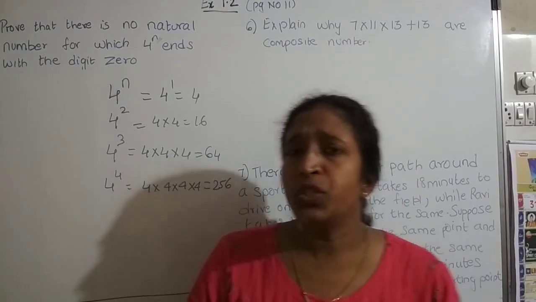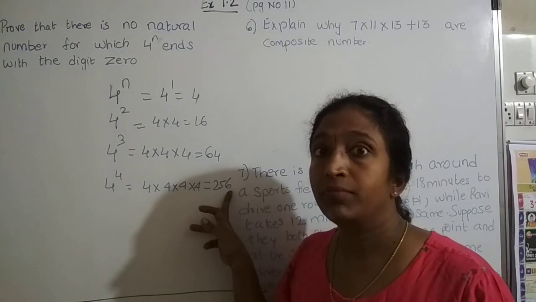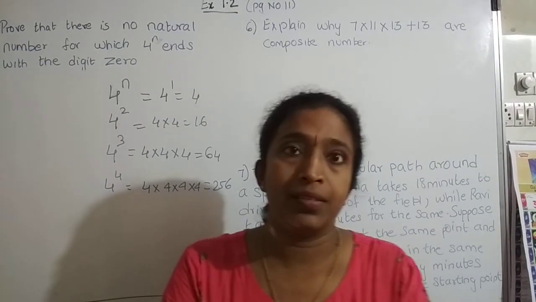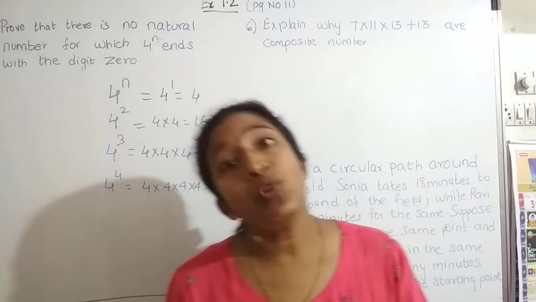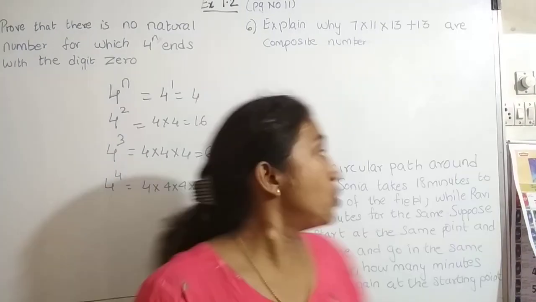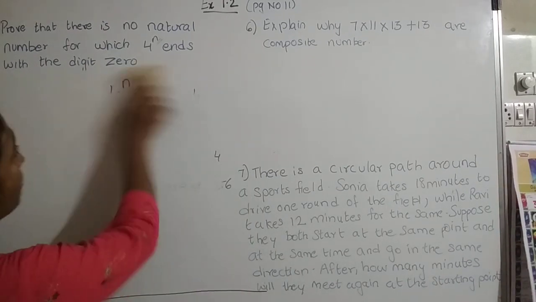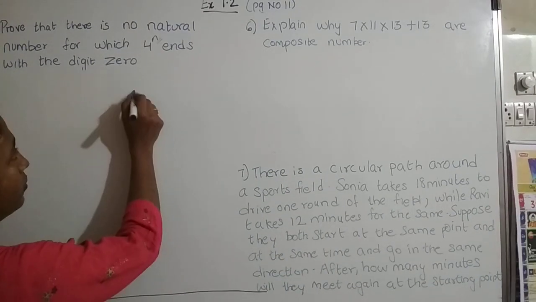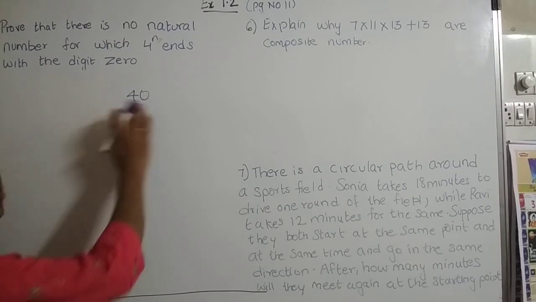So will there be any natural number n for which the last digit will be 0? Is it possible? We know that's not possible. But how to write it? Or how to prove it? Before writing this, let's see when you will get 0. Let's think this way. What is the possibility that we will get 0? So let's take any number where you can get 0. Suppose for example, I take 40. Now this number is ending with 0. I've just taken randomly any number which ends with 0.